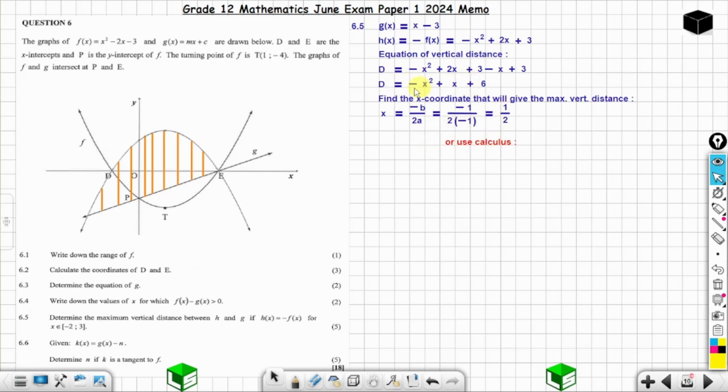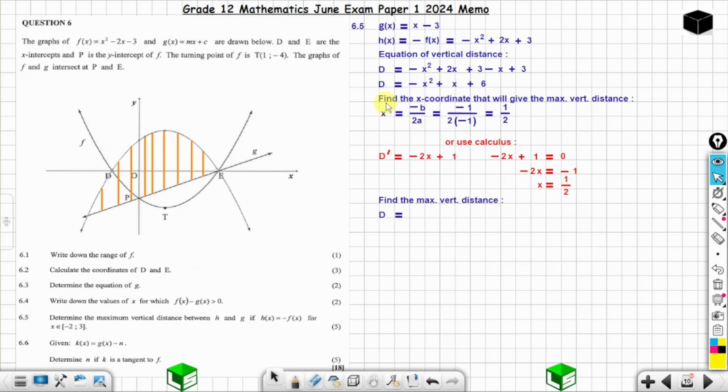You are going to take the derivative of this. So you have minus 2x plus 1. Now you are going to equate the derivative to 0 and you solve for x. So you have minus 2x is equal to minus 1, x is equal to 1 over 2. Can you see? Find the maximum vertical distance.